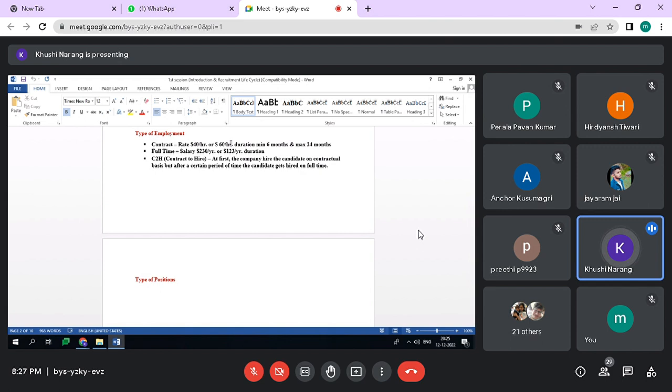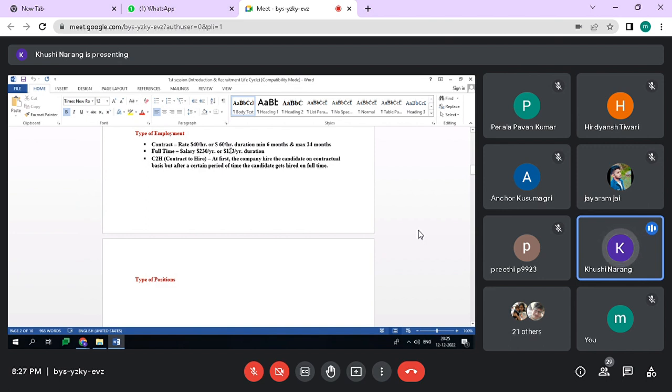But if the client is giving a full-time job, then you hire the candidate on a salary basis. That means per annum, as we do in India, right? Which is $260 per year or $123 per year, like this.